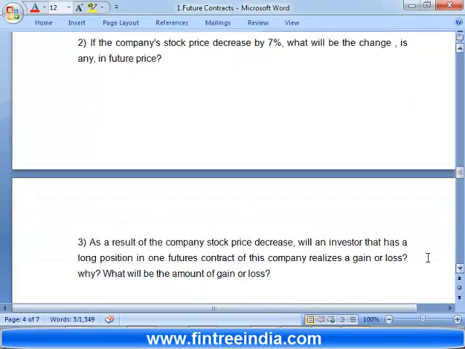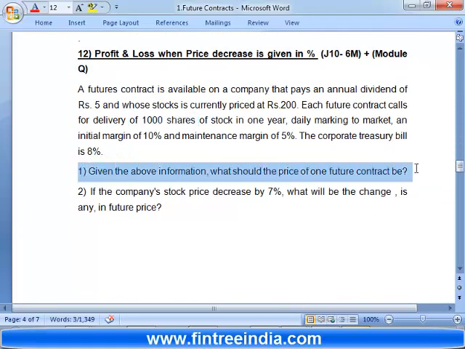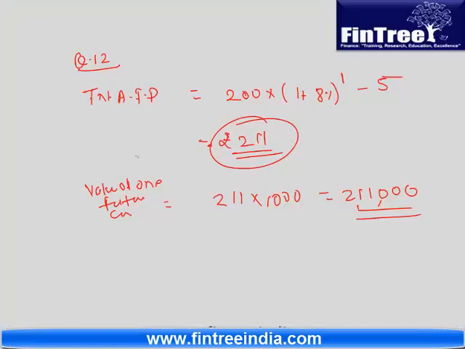Okay, so I think there are three parts to this question. The question is for 6 marks, which means the first part that you just solved got you 2 marks. Now the second part: if the company's stock price decreased by 7%, what will be the change in future price, if any? How should we solve this? How will we solve the second part? 7% simply means reduce 7% from 200. So now your 186 is the price, and then apply the same formula on 186. That's it. Correct?